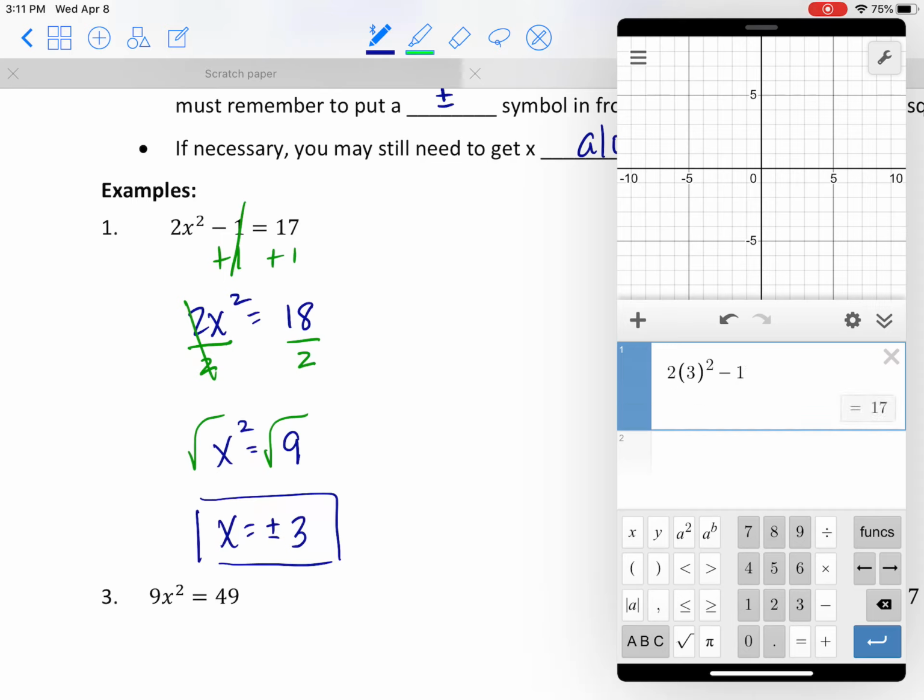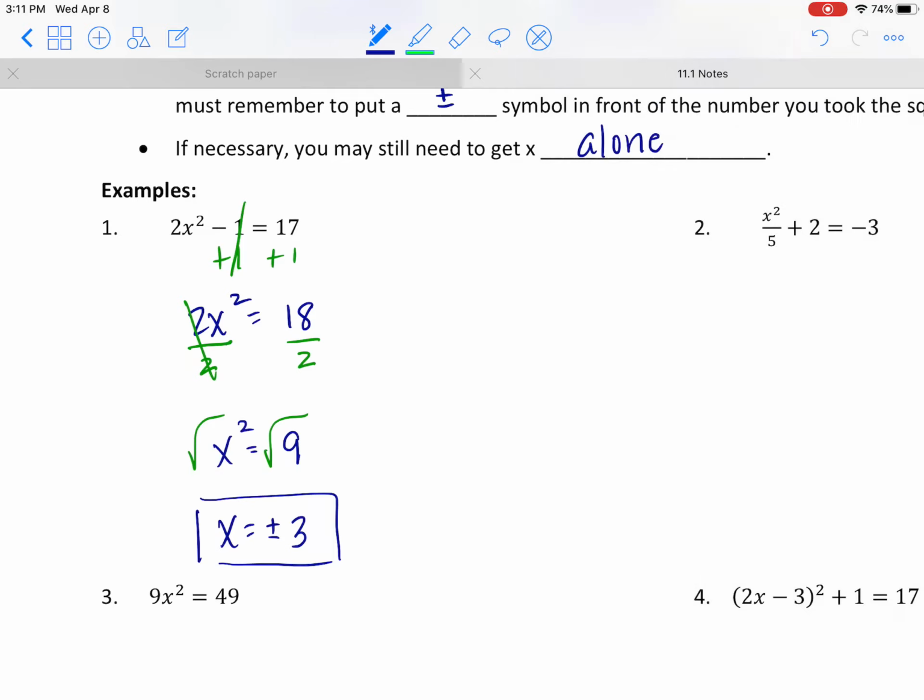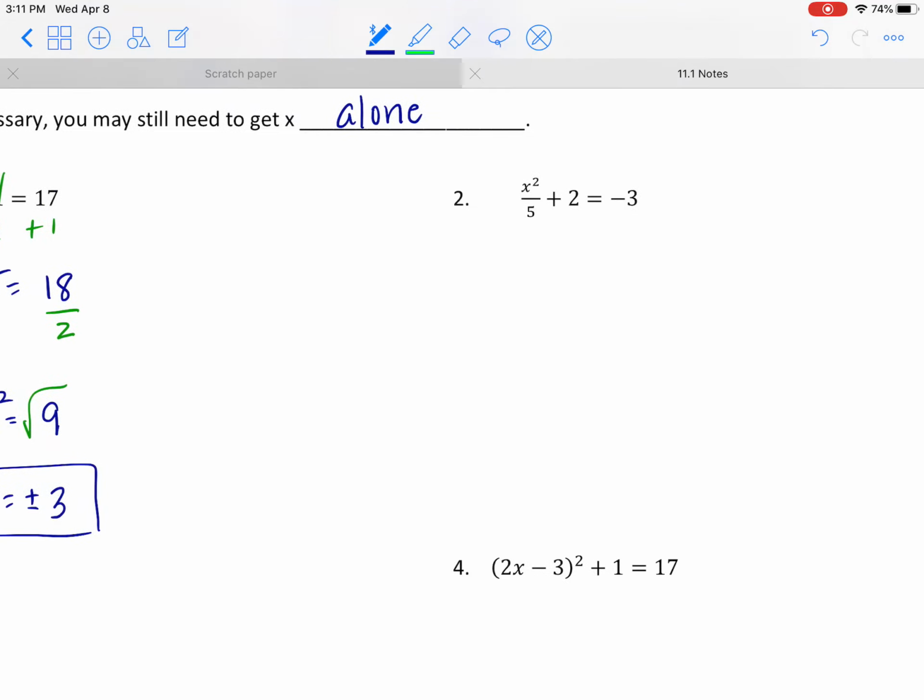And if you wanted to plug them in to check, you don't need to do this every time. But if you want to check your work, let's try positive 3 squared times 2 minus 1, and it should be equal to 17, and it is. And if you want to go in there and try the negative 3 squared times 2 minus 1, also 17. So if you want to check your work, you know, for the most part have some confidence that you're doing it correctly, but if you want to check, let's say it was a quiz, plug it in, okay? All right, let's try the next one.